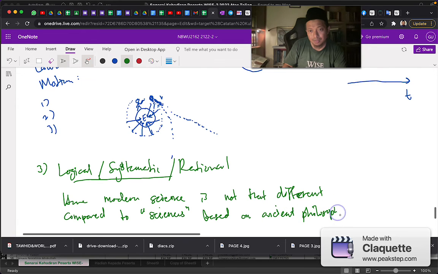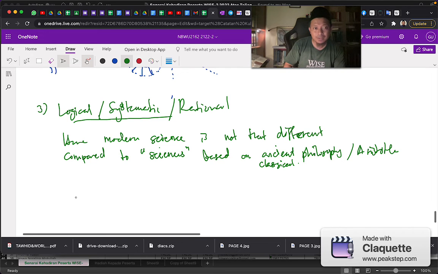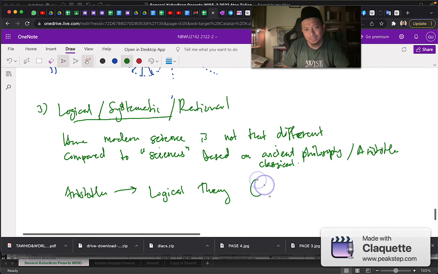Philosophy or Aristotle, ancient or classical. One of the contributions of Aristotle is in his logical theory. Aristotle is very well known for producing treatises or works on logic. A lot of the theory of logic that we use today is pretty much based on Aristotle. There are differences, but essentially they are the same. It's just the way it's explained, organized, taught, and formulated that is slightly different, but essentially they refer to one same thing.